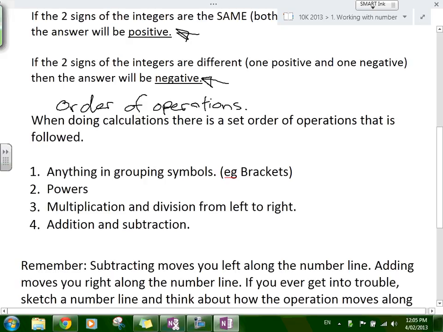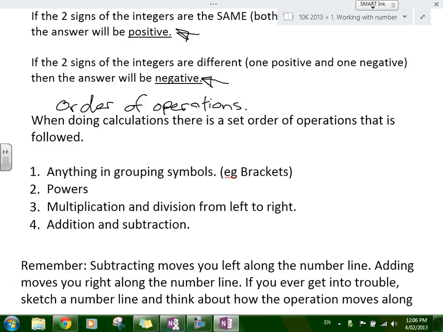when we have an order of operations, this has been going on since forever. Who remembers odd maths or big maths, stuff like that? Okay, so that's the basic idea. There's a set order of operations we have to follow when doing any calculations.